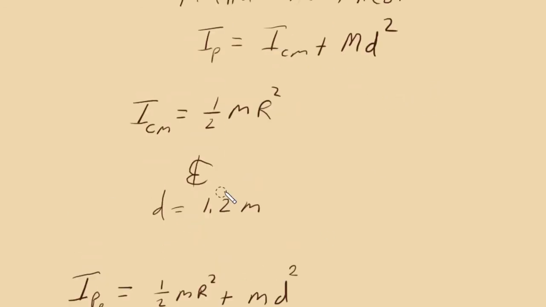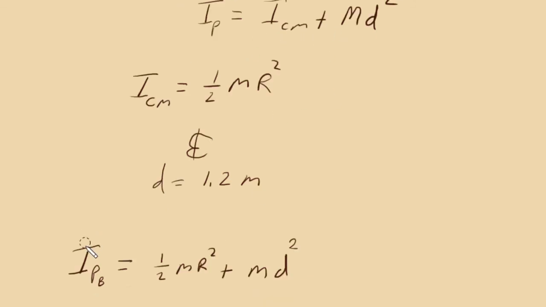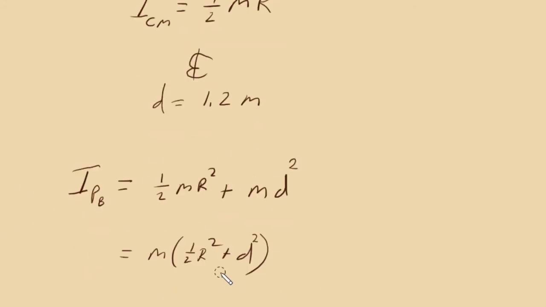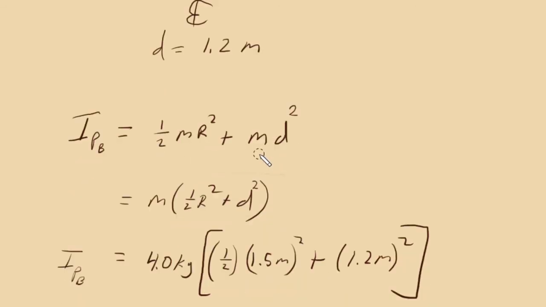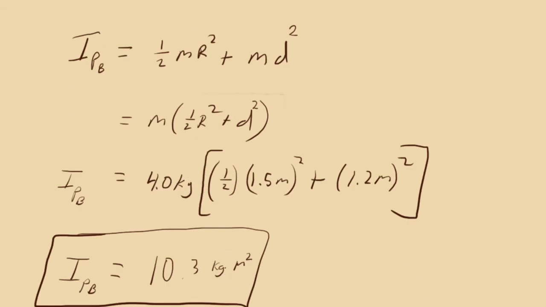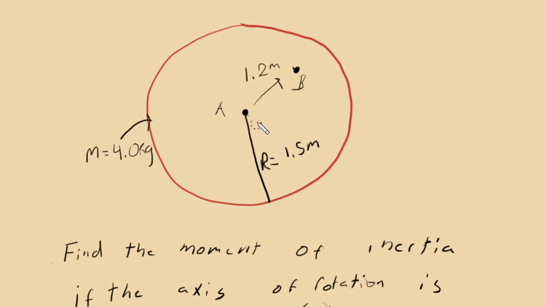So now we could plug these two knowns into our parallel axis theorem, and we're interested in the moment of inertia at point B. So our I center of mass, 1/2 mr squared, plus mass times distance squared becomes, simplifying this a little bit just by pulling out the mass, this. And then, of course, we could plug all these values in because we know what they are. So we see here that our moment of inertia at point B is 10.3 kilograms meter squared. And so that's from here to here.